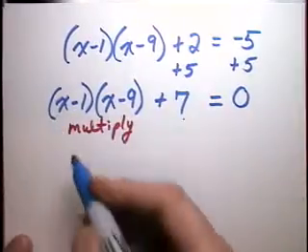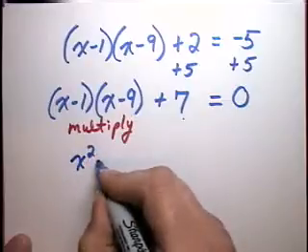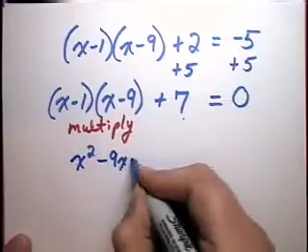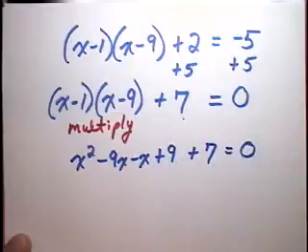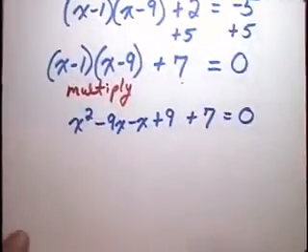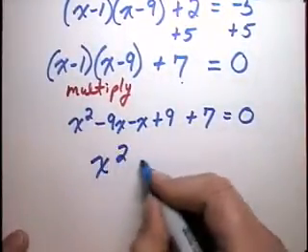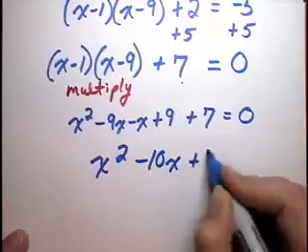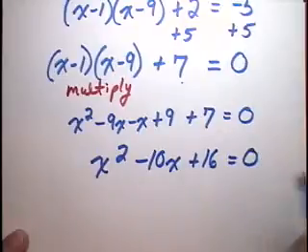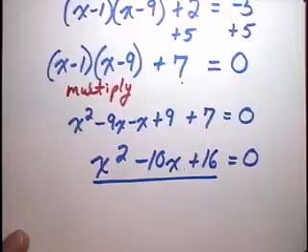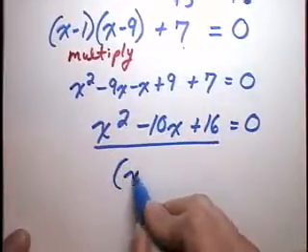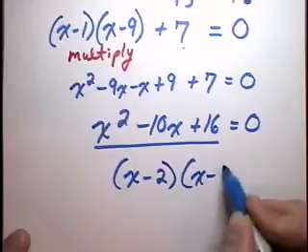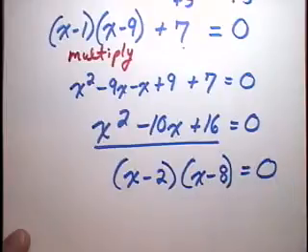If you multiply this out, you get x squared minus 9x minus x plus 9 and the plus 7. Combining terms there, I'm going to end up with x squared minus 10x plus 16 equals 0. Now I have a polynomial that looks like something we know how to factor. If you go through all of the steps to factor that polynomial, you'll end up with the factoring problem x minus 2 times x minus 8 equals 0.